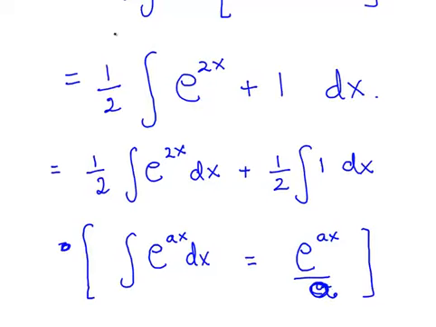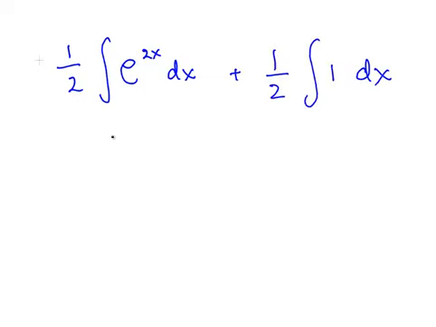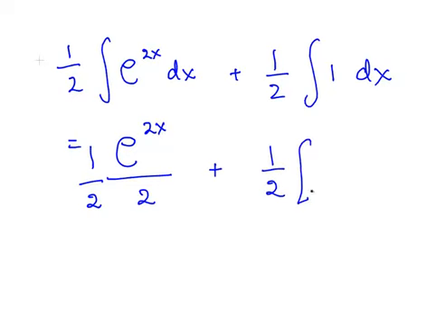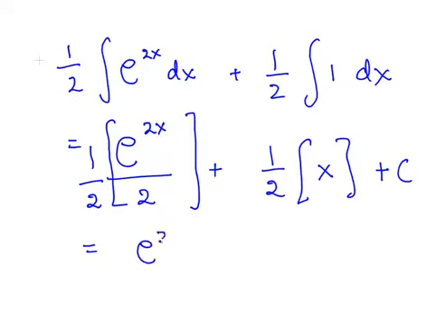So this term here, 1/2 integral of e to the 2x dx plus 1/2 integral of 1 dx, is equal to e to the 2x over 2, and again we pre-multiply that by 1/2, plus 1/2 of x, and also we have our undetermined coefficient there, c. So e to the 2x over 4 plus x over 2 plus c. So that's the answer there to that part.